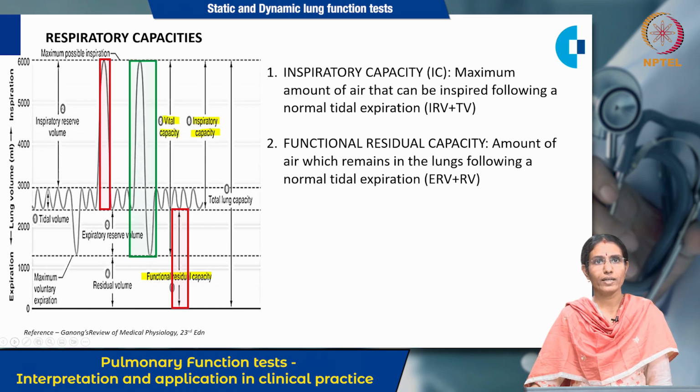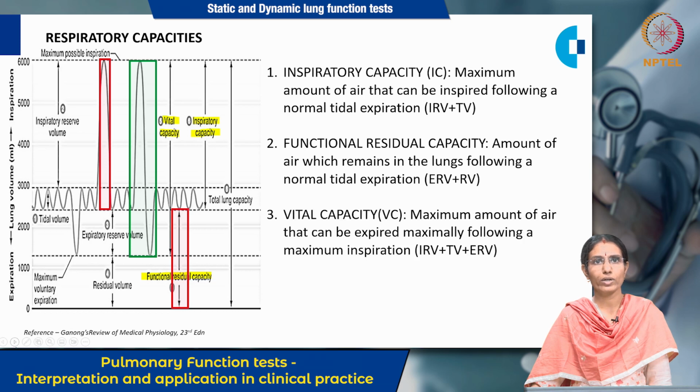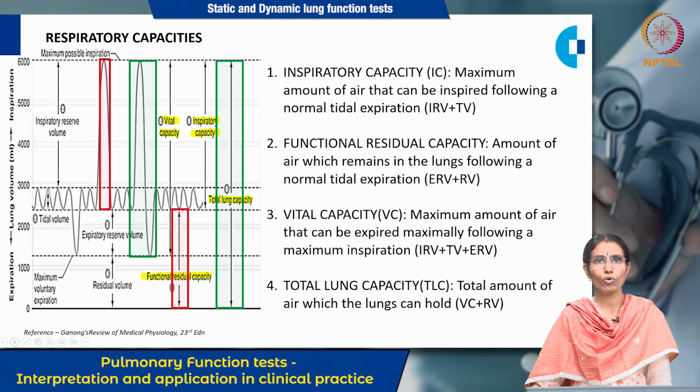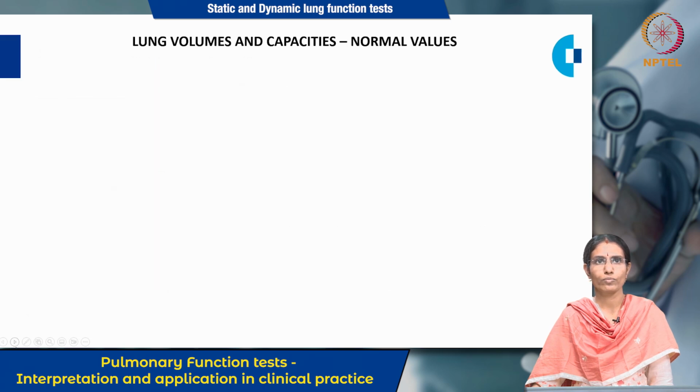And what about vital capacity? Vital capacity, what does this mean? That is the maximum amount of air that can be expired maximally following a maximum inspiration. That is inspiratory capacity plus expiratory reserve volume, and that constitutes vital capacity. What about total lung capacity? Total lung capacity is the total amount of air which the lungs can hold, which is vital capacity plus residual volume.